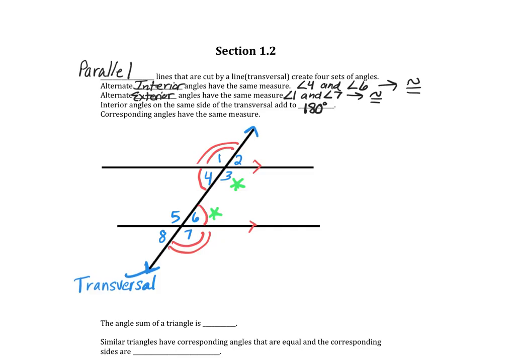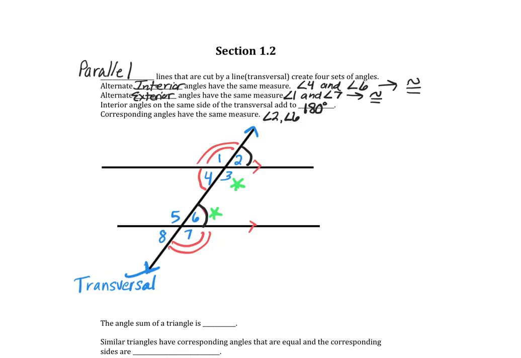And then we've got another set here. It's called corresponding angles. And corresponding angles have the same measure. Let's talk about where those are located. Corresponding angles examples would be like angle 2 here, which is congruent to angle 6. So angle 2 and 6.